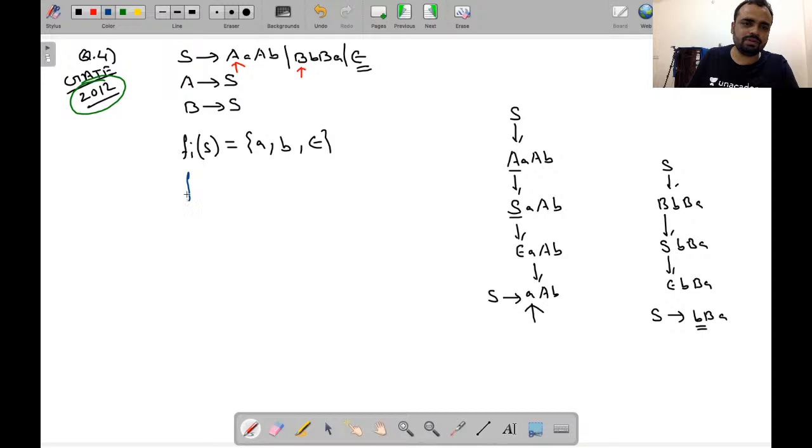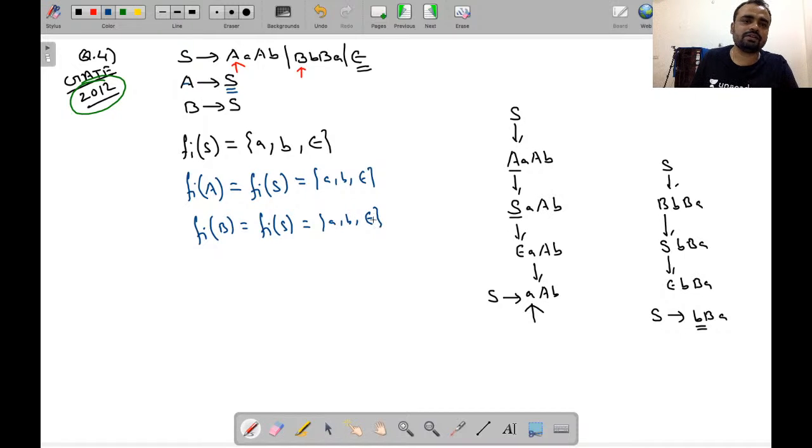Similarly, what will be the first of A? So the first of A is equal to first of S, because we are deriving from A directly S. So this one will become a, b and epsilon. Similarly, the first of B is equal to first of S, and this is nothing but small a, small b, and epsilon. Got it? Now let's try to find out the follow.